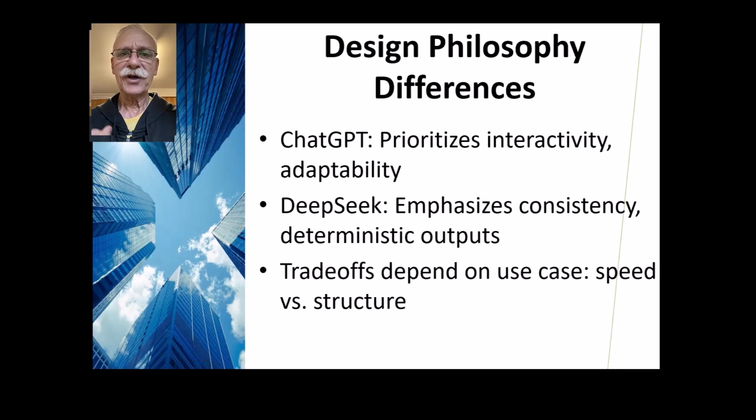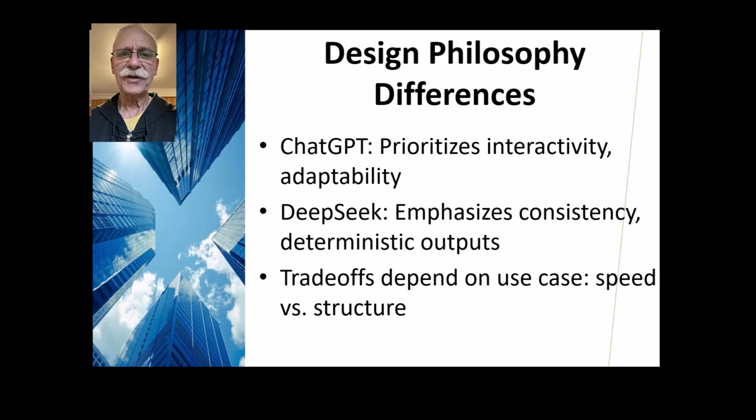It's tempting to frame this as East versus West, but it's not geopolitical. It's philosophical. ChatGPT prioritizes interactivity, fast starts, slightly varied answers, and adaptive phrasing. DeepSeek prioritizes deterministic output, slower start, consistent structure, and minimal variation. Neither is wrong. They serve different use cases. The question is, what kind of experience do your users need?